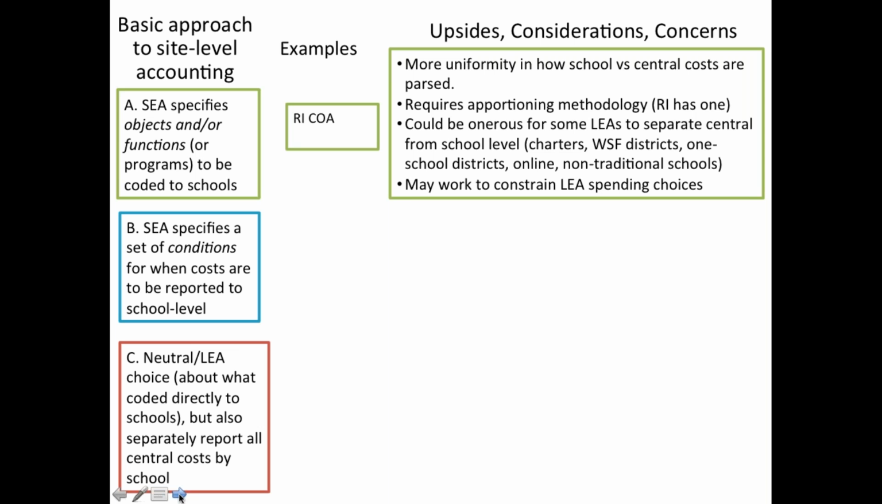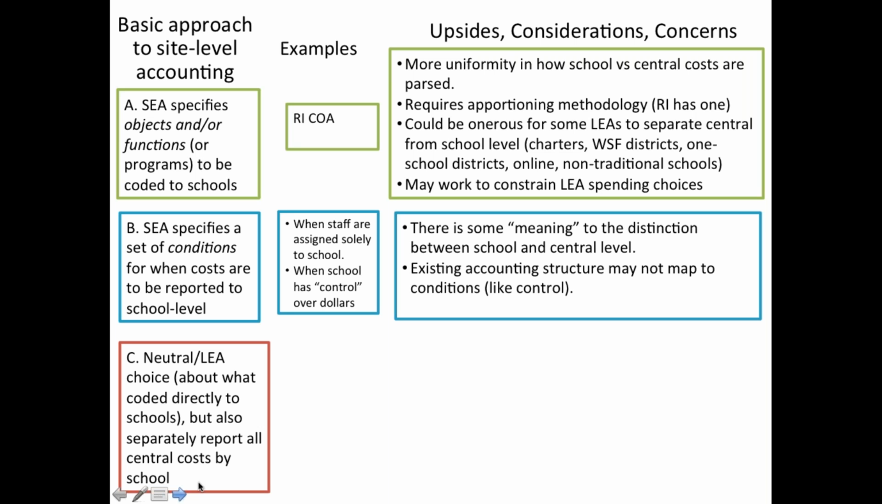If you look at the second model where the SEA says, here's a set of conditions, for instance, maybe when staff are solely assigned to a school or when school has control over the dollars. And here, the upside is there's some meaning to the distinction between school and central. It means something. That if the money's in one place or the other, that there's something about the money or how it's used or something like that. That it's tough though.